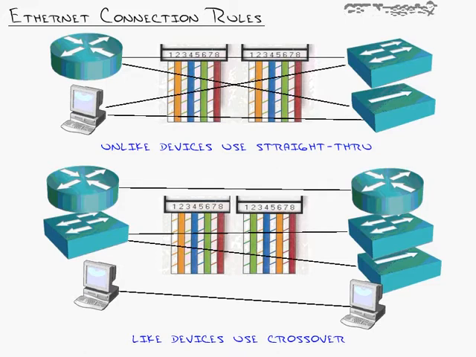A switch directly to another switch, or even a switch to a hub, those are considered like devices, so those would use crossover. You'll want to get used to recognizing on a network diagram where the different cables would be used. Would I use a straight through cable or a crossover cable when connecting? Because if you use the wrong one, you won't get any link whatsoever.